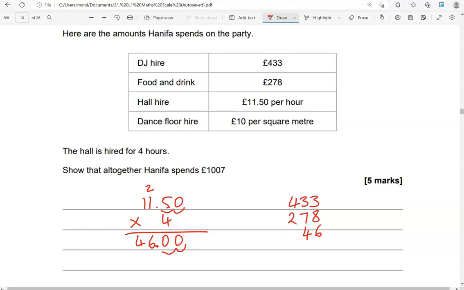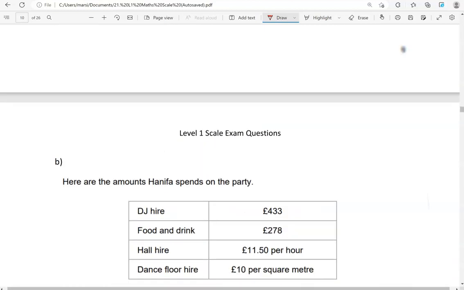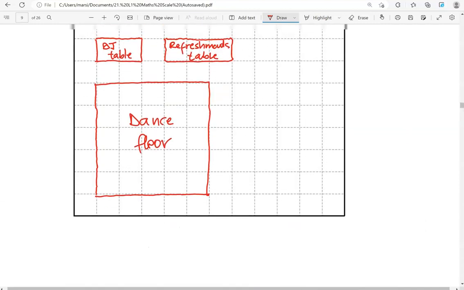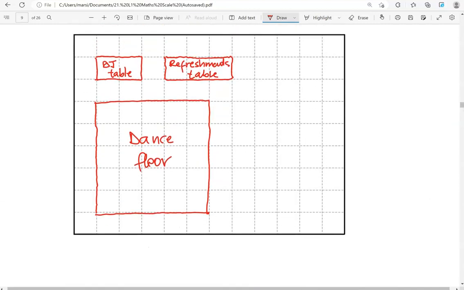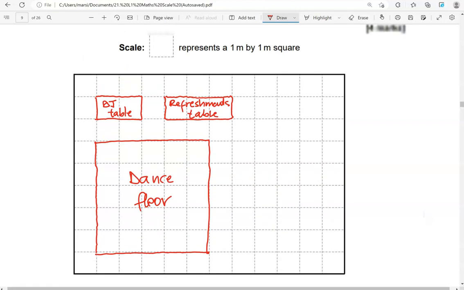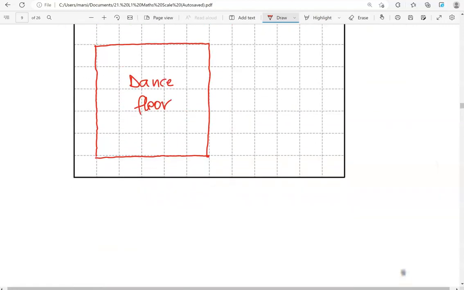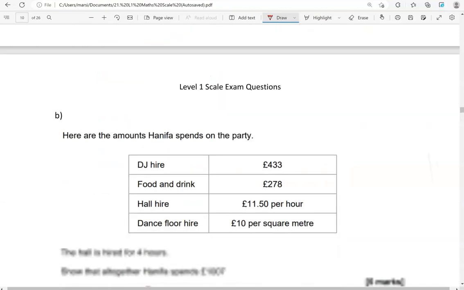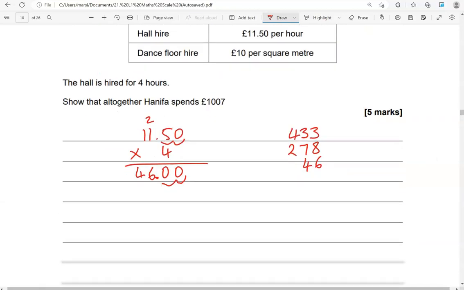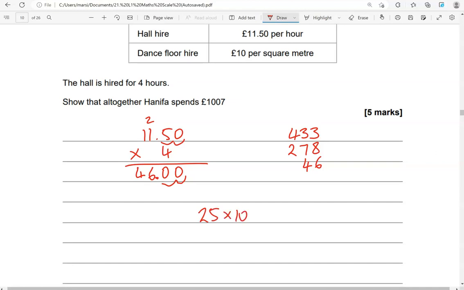Now we've got dance floor hire, £10 per square meter. The dance floor was 5 meters by 5 meters. So that will be 25 square meters. 25 times £10 per square meter gives us 250.